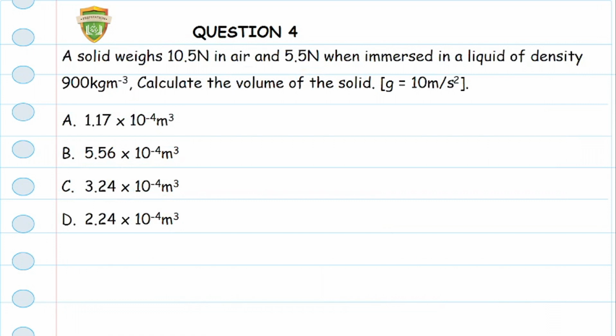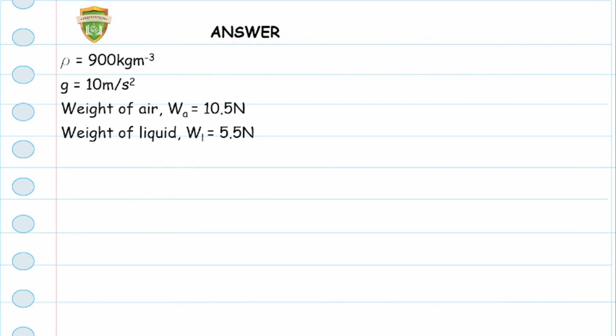Question 4. A solid weighs 10.5 newtons in air and 5.5 newtons when immersed in a liquid of density 900 kg per meter cube. The question says we should calculate the volume of the solid, and we're given acceleration due to gravity to be 10 meters per second square. So once again, the first thing we do is get all the parameters and write them down clearly. This is the sign for density, which is rho, the Greek letter rho, and it is 900 kilograms per meter cube, as we're told in the question.